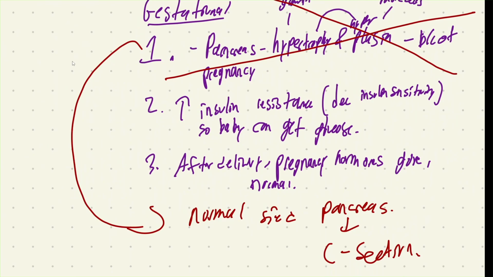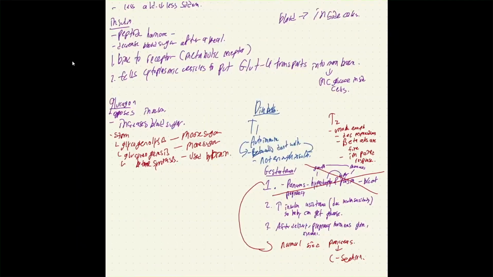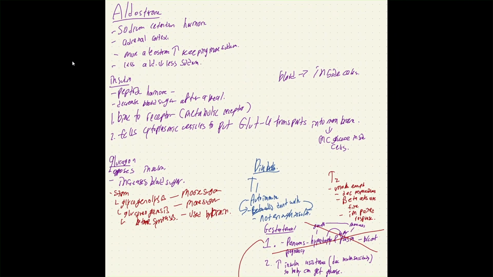And yeah, that's pretty much it for glucagon and insulin. Let's go into growth hormone. I think growth hormone, parathyroid, and calcitonin are all kind of related. So let's go right into growth hormone.